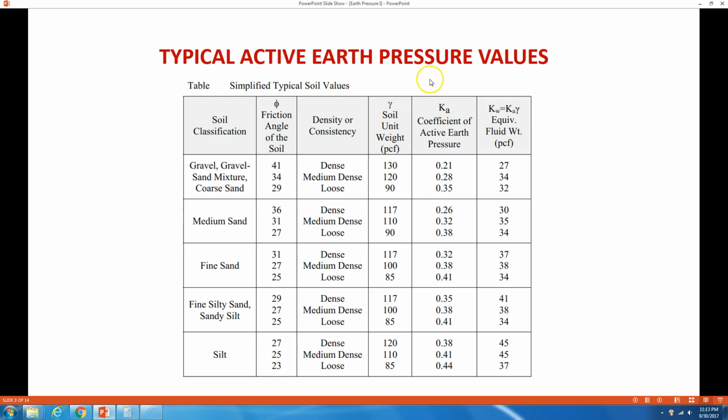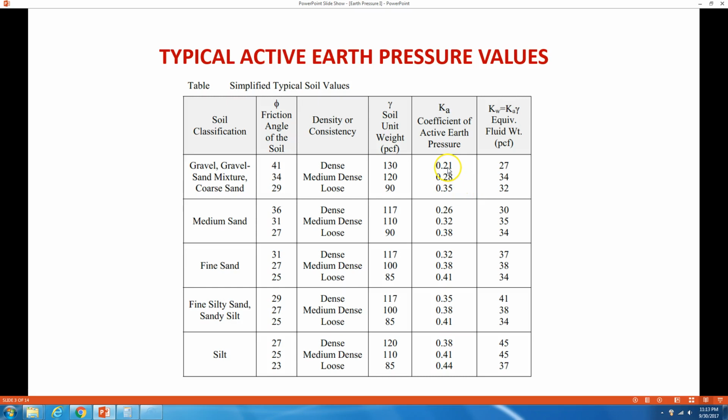These are typical earth pressure values, and these are granular soils. Here is a range of soil friction angles. Here is their consistency, whether they're loose, medium dense, or dense. These are the typical moist unit weights of the soil. And here is the Ka, or the active earth pressure coefficient.